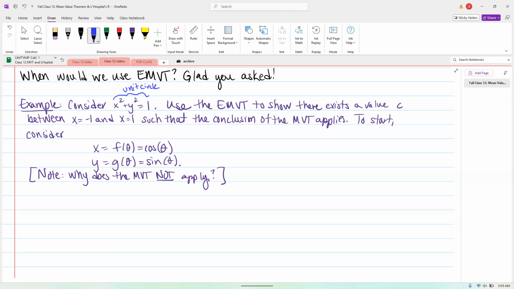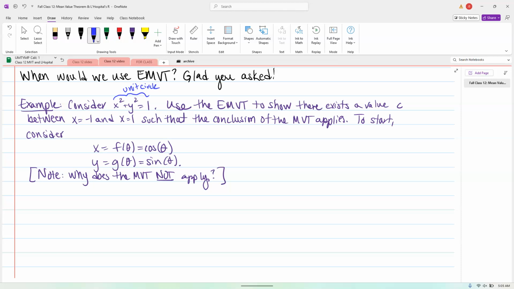Here, why we can't use the mean value theorem is because it works with just one function, and so it has to pass the vertical line test. If we use one function for the unit circle, it's not going to be a function, right? It fails the vertical line test. So we need to work with something else that can represent that relation, I'll say.